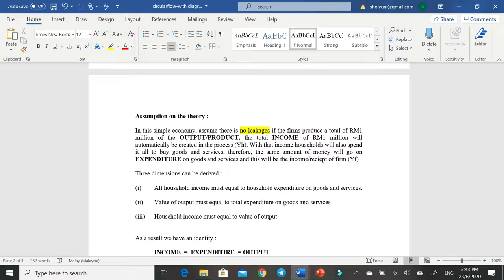Hanya orang yang tak bijak je tak ada saving langsung. Everybody akan ada saving for occurrence yang kita tak boleh nak predict. For example, tiba-tiba accident. Kalau tak ada saving langsung, macam mana kita nak pay for the accident? Kalau sakit ke, macam mana nak pay for the bills?